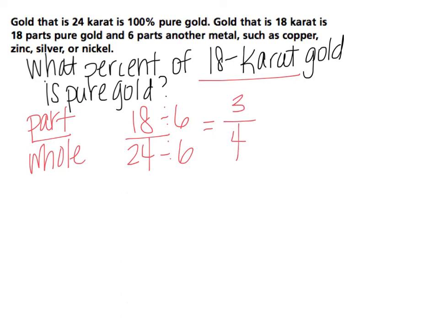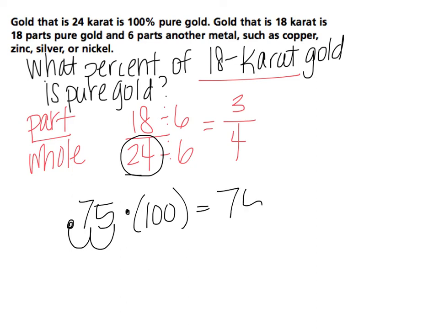Now if you can make this denominator be 100, do that. Way easier. But 24 you cannot change to 100. So if we look to reduce this, this is an easier fraction to look at. You should know 3/4, think of quarters, is actually 0.75. Then all we have to do is multiply that by 100, which again makes your decimal move 2 spots, so it's 75%. So 18 karat gold is 75% pure gold.